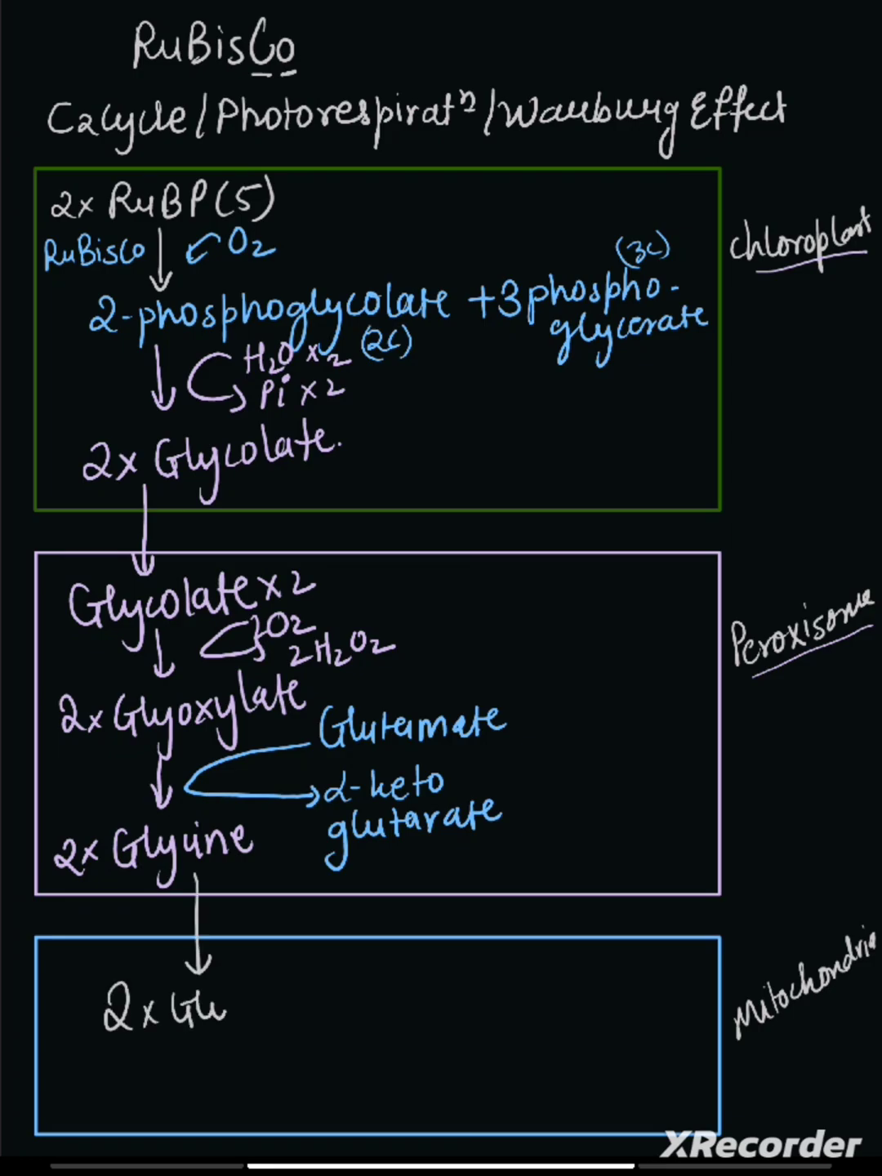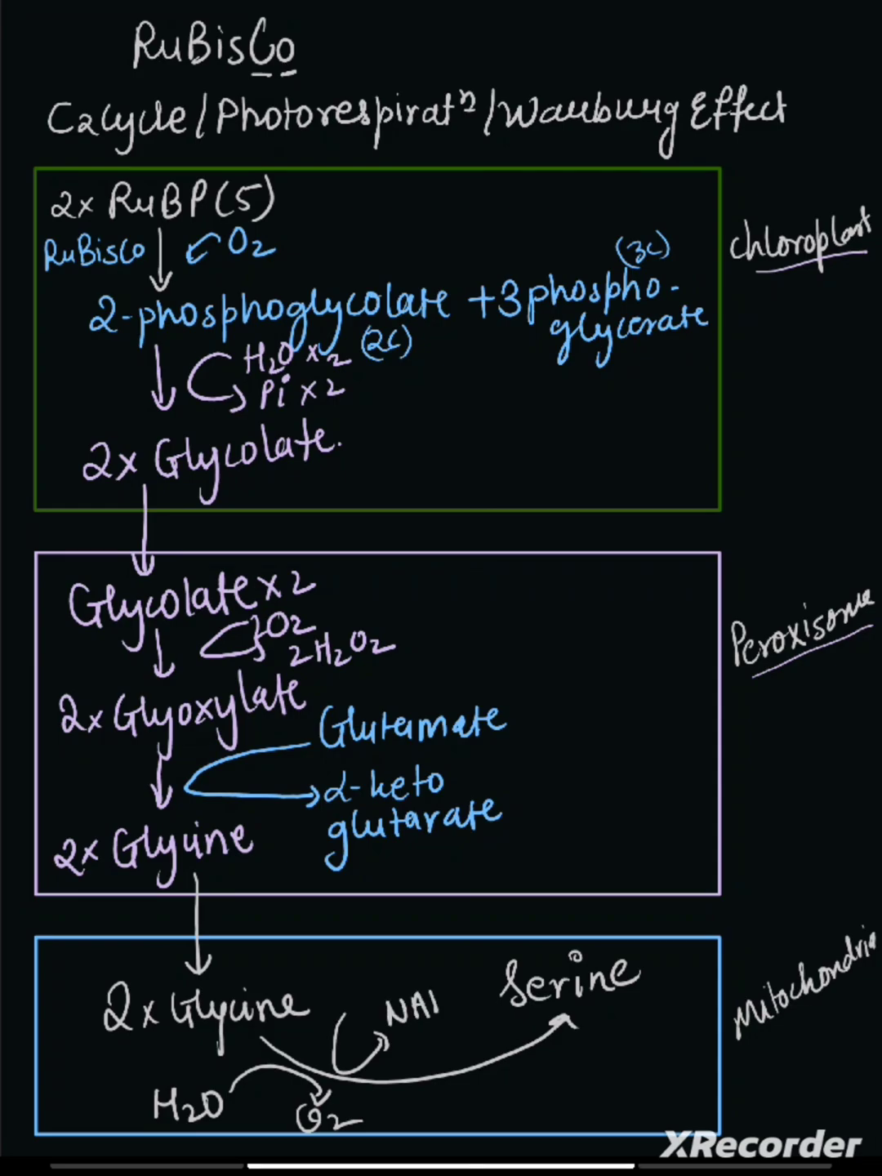Two molecules of glycine are converted to one molecule of serine, and while converting to serine, we are using a molecule of water here, and CO2 will be released. At the same time, one NADH is formed and one amino group is also released. So now the serine enters the peroxisome.